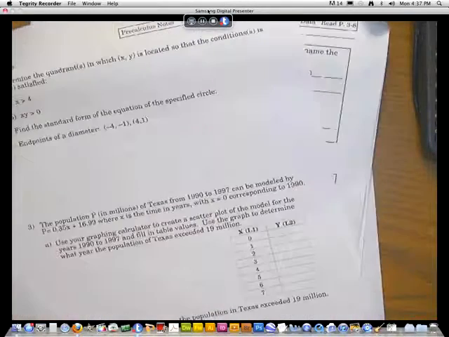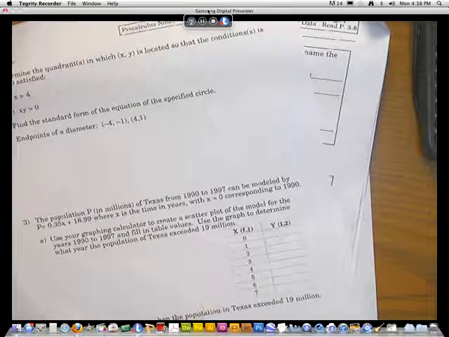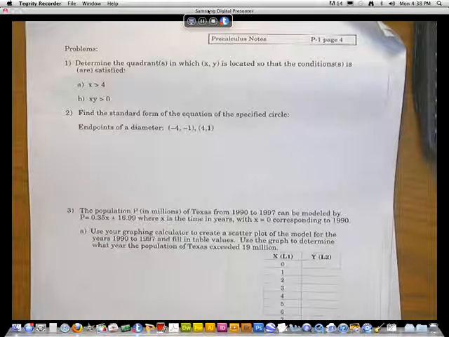Alright, on page 4, we're going to hold off on page 4 because we're actually going to be working on this in class a little bit more. Alright, so that will take care of P1.